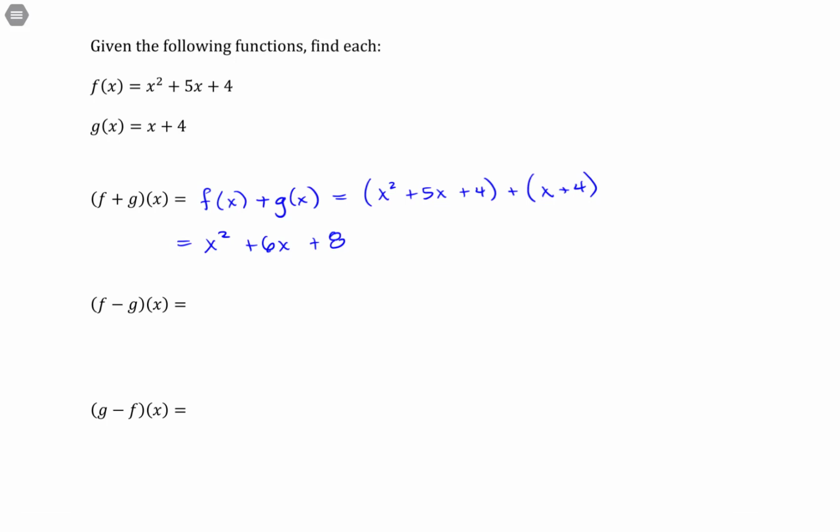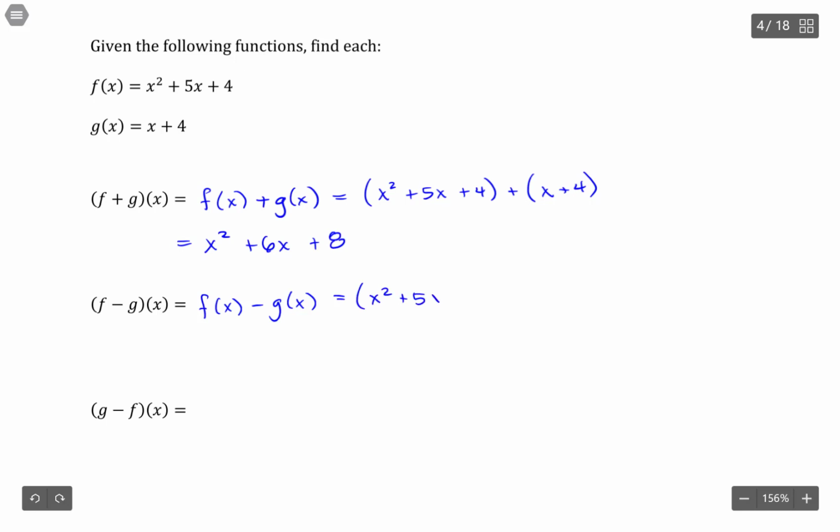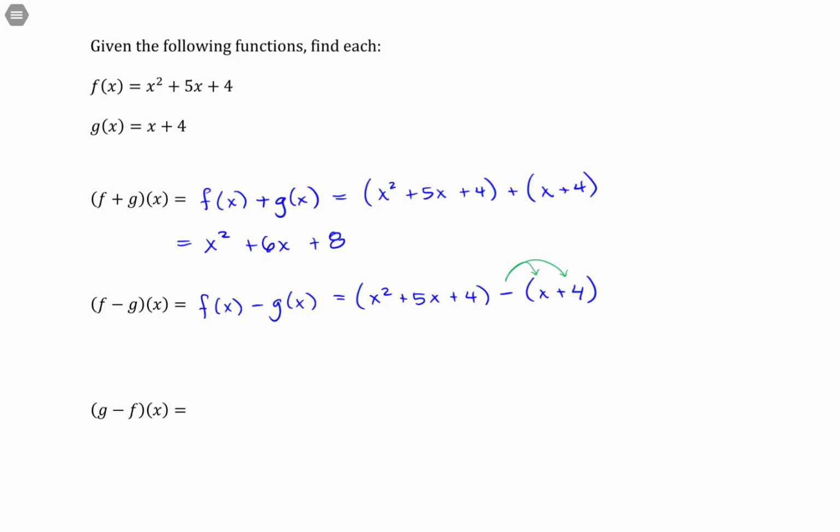F minus g of x. This is asking me to take the function f of x minus g of x. So I have x squared plus 5x plus 4 minus g of x, which is x plus 4. Now, the negative has to distribute into this set of parentheses. So in effect, this will end up being negative x minus 4. So we want to be careful there and make sure we take that into account.